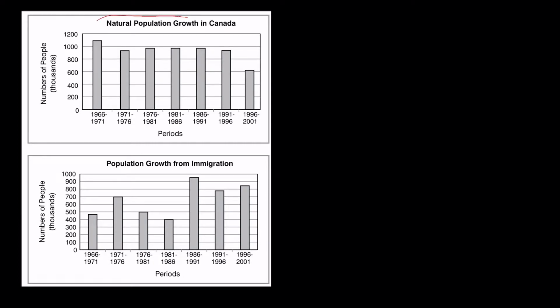So this first one up here is looking at the natural population growth, which means it's the number of births minus the number of deaths. Okay, and here we're looking at immigration. So it's the difference between the number of people coming into Canada, so immigrating, and the number of people who are leaving Canada, so they're emigrating.